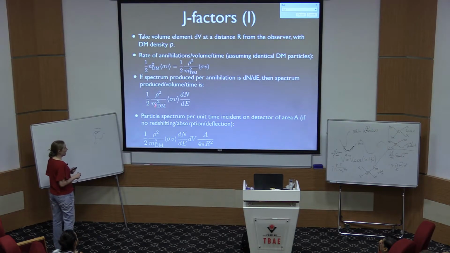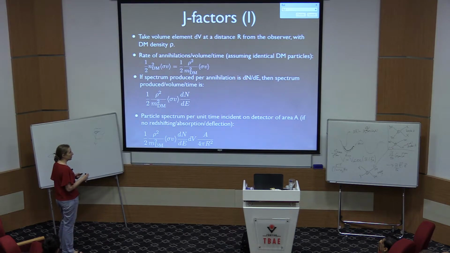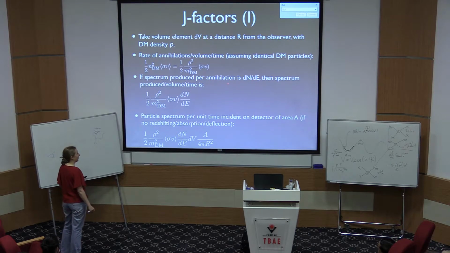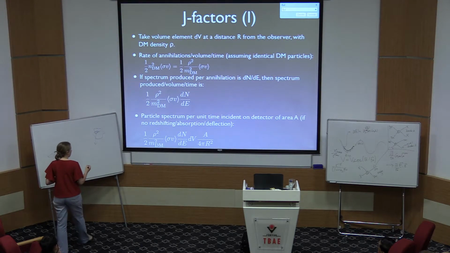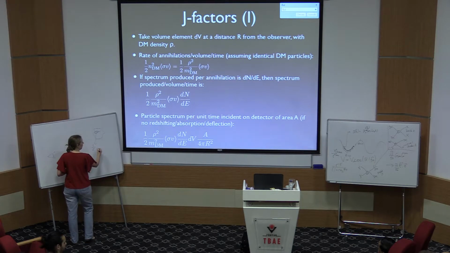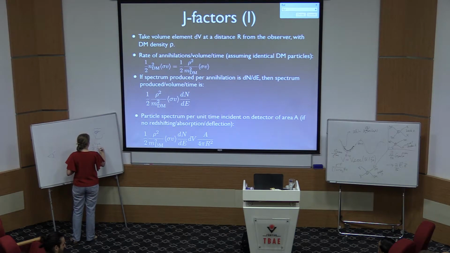Let's suppose that in every annihilation, I produce a number of photons or neutrinos given by dN/dE. So this is the particle physics calculation. This is what you work out with Pythia, or your favored program for figuring out, first you do a calculation to figure out what standard model particles are produced, and then you look at how they decay. Then the spectrum produced per volume per time can be written in this form.